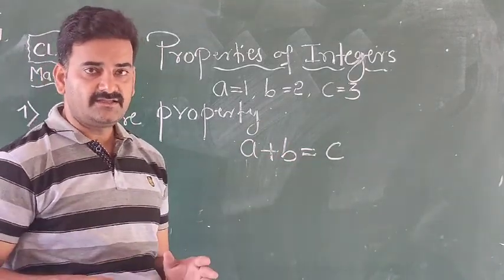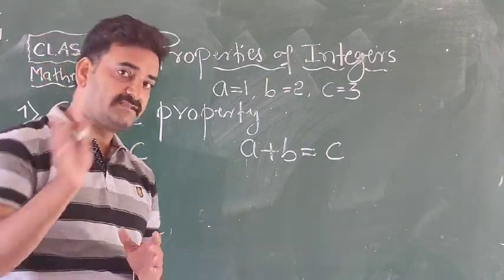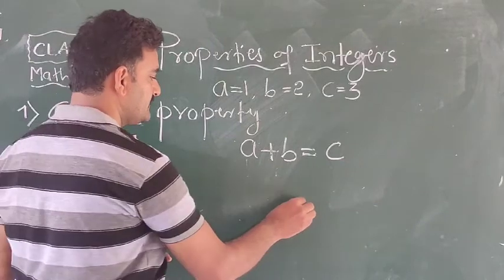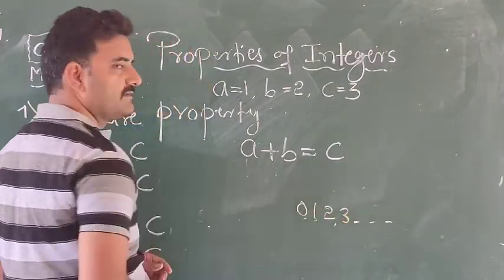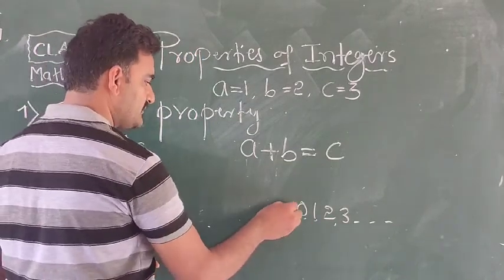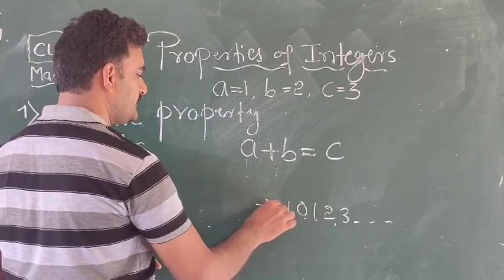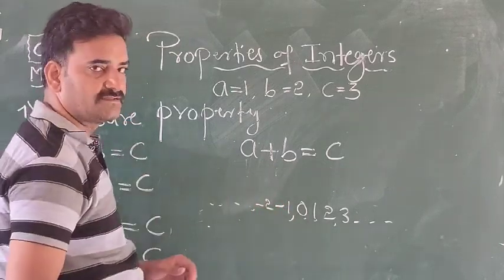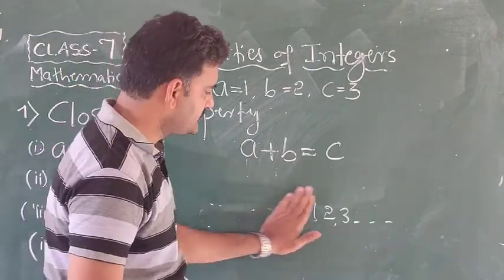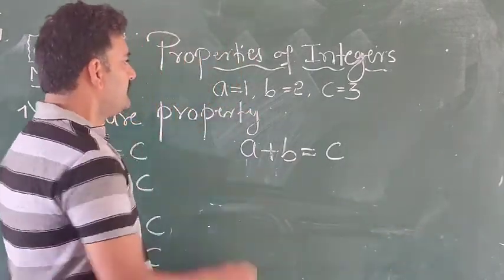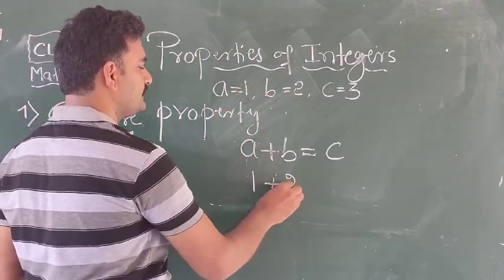We know already the integer definition. Whole numbers and their negatives. What are whole numbers? 0, 1, 2, 3. These are whole numbers and their negatives. 0 negative is 0, 1 negative is minus 1, 2 negative is minus 2 and so on. That means all positive numbers and negative numbers, all are integers only. Now, a is 1 we consider and b is 2.